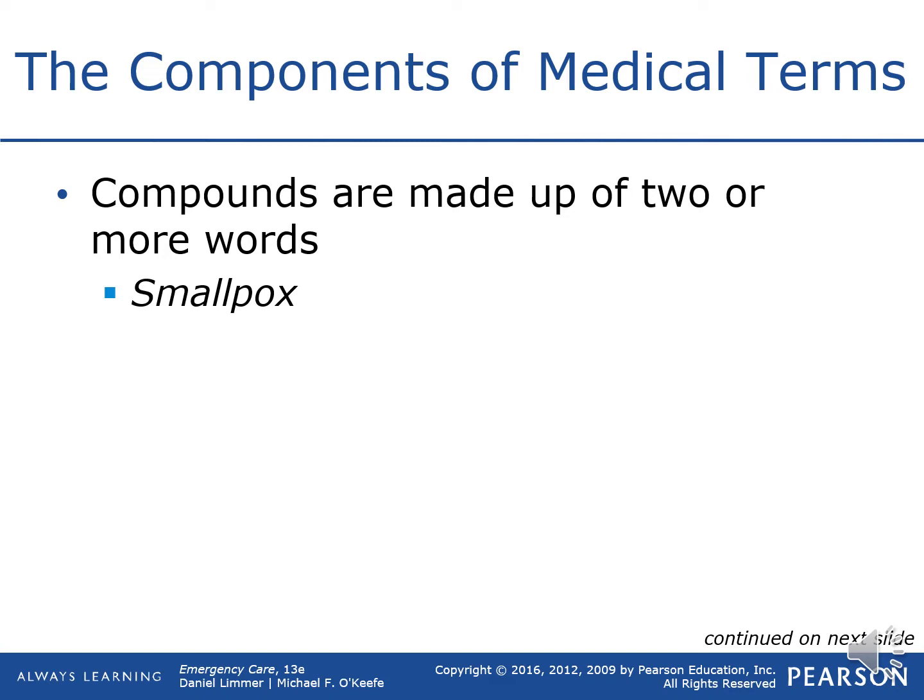So it's really important that we learn some of the common prefixes, suffixes, and some of the common root words that are used. And then it's just a game of mixing and matching these to form the word that we're using for medical terminology. So, for example, the word smallpox on this slide is composed of small and pox. That's a compound word.